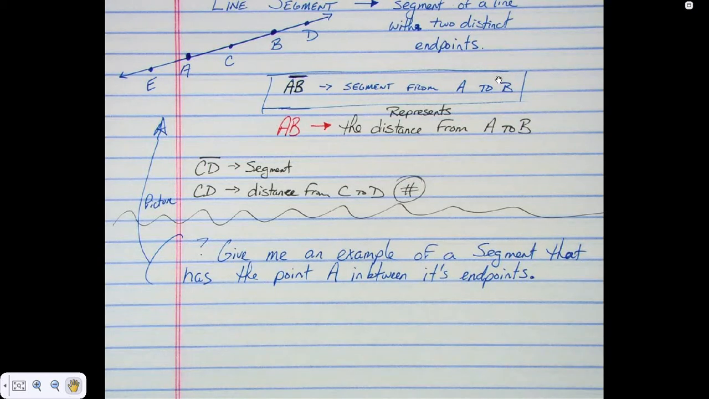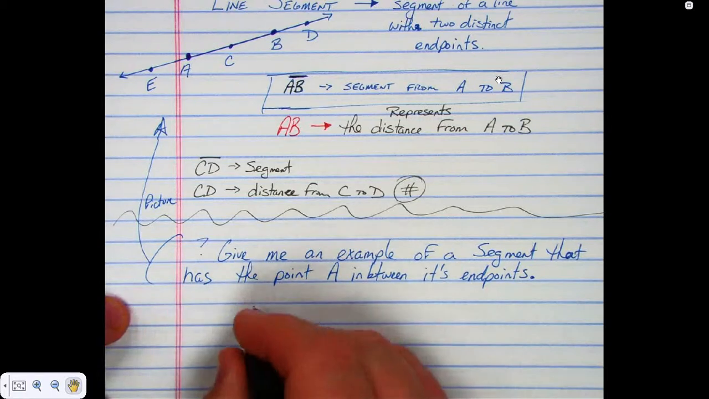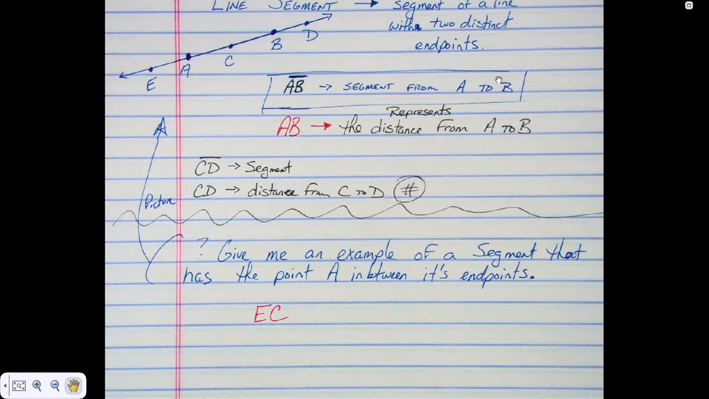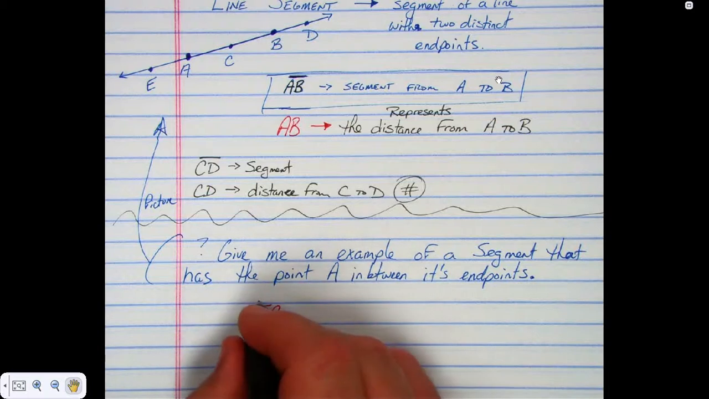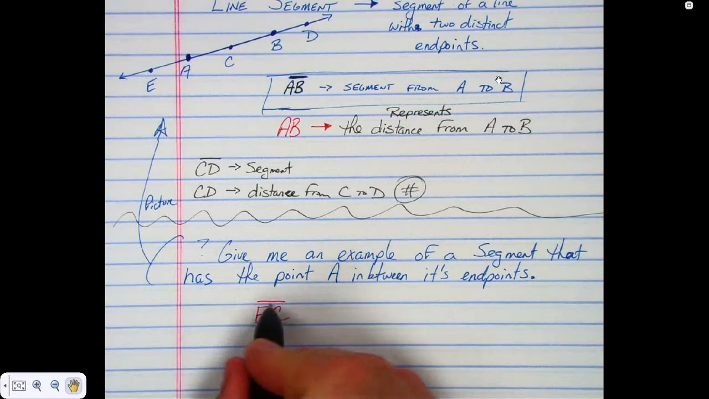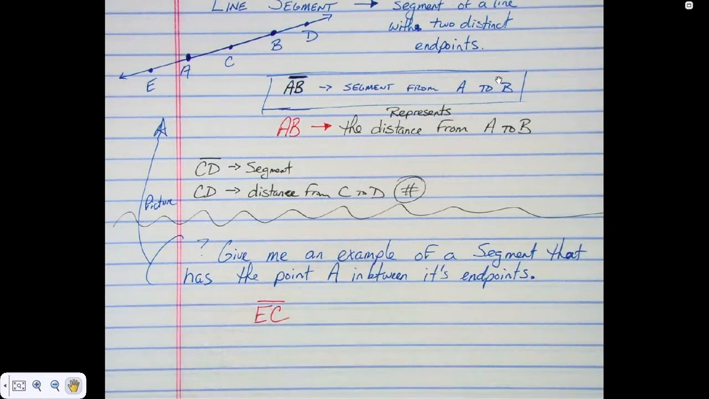EC. Is that the correct answer? That's not a correct answer, and that's the point I'm making. That's a number. That's the distance from E to C. They're asking for a segment. Even though with E and C, really the hard part you got right, don't get lazy on me. You need to denote that you're talking about the segment EC.